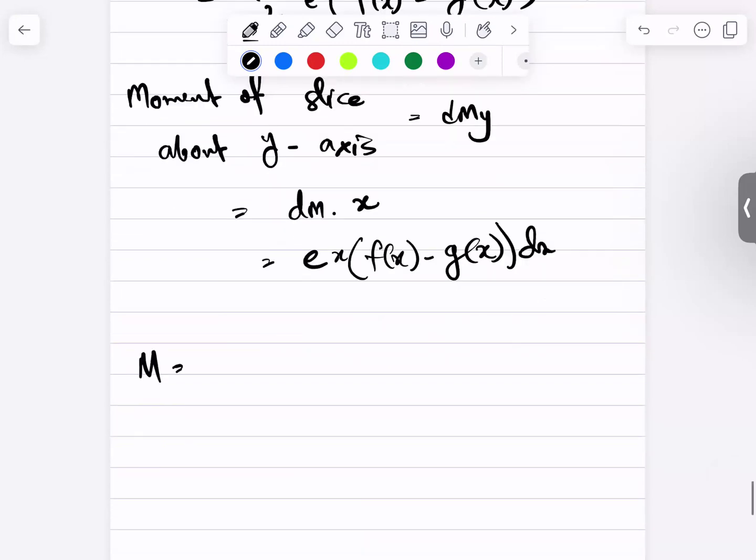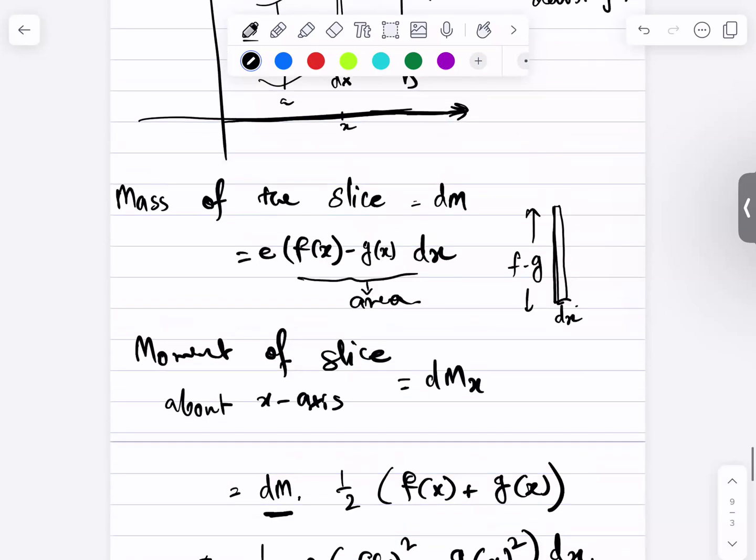So therefore, this is for the slices, right? For the whole region, basically I have to integrate. M would be the integral from a to b of dm, which is E times the integral from a to b of (f(x) minus g(x)) dx, right? Because dm was this.